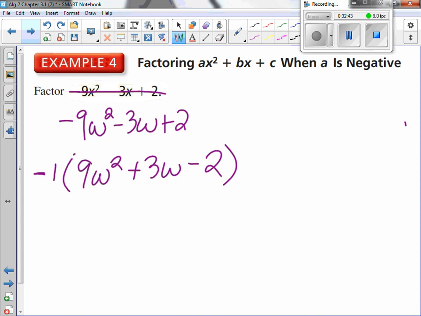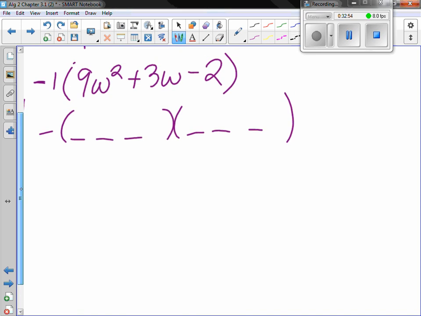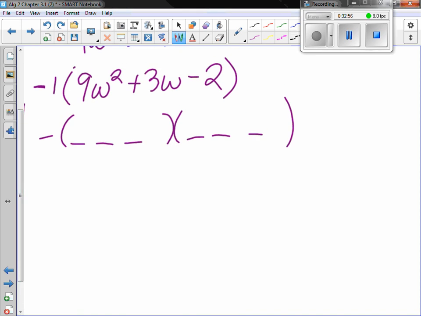Now, that moves us on to step 2, or 2 sets of parentheses. Two sets of parentheses, 3 spots. Now we need to find the sign. The signs would be what? Opposite, because our constant term is negative.